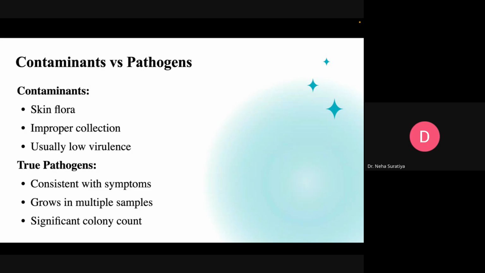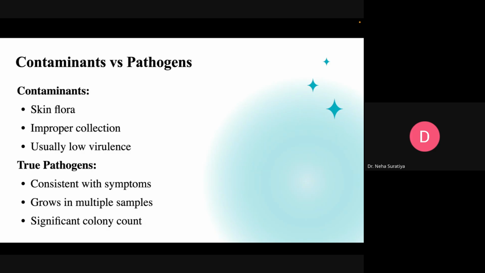So it can be skin flora, okay, normal skin flora usually, and it is because of improper collection, an error in the sample collection. Usually it is low virulence and it is ignorable, you can consider, but it is a contaminant. So if something goes wrong throughout the process, that is what contaminants means.